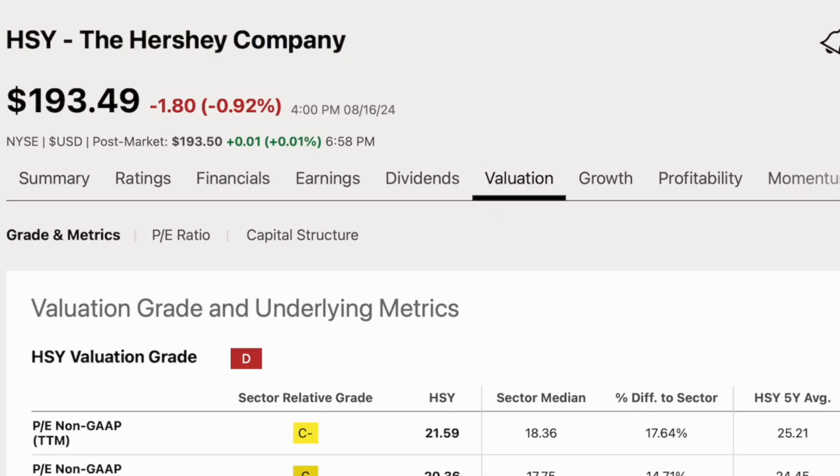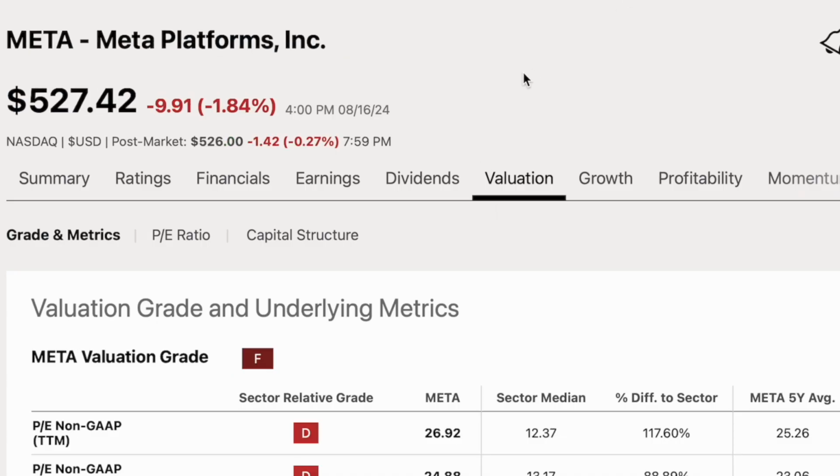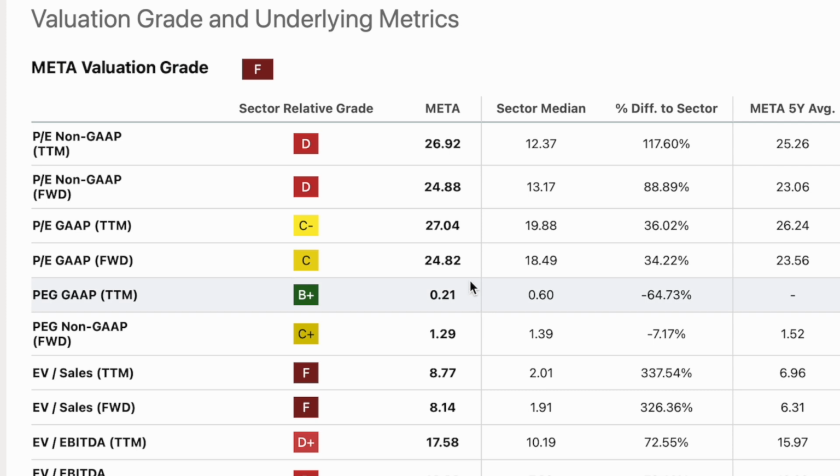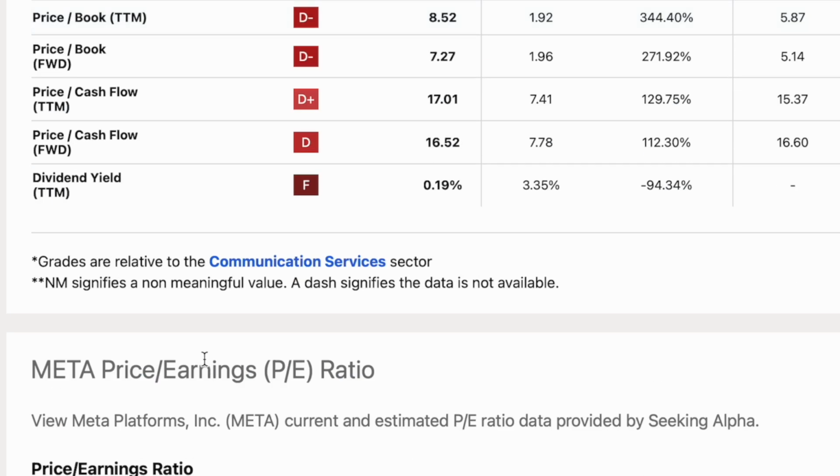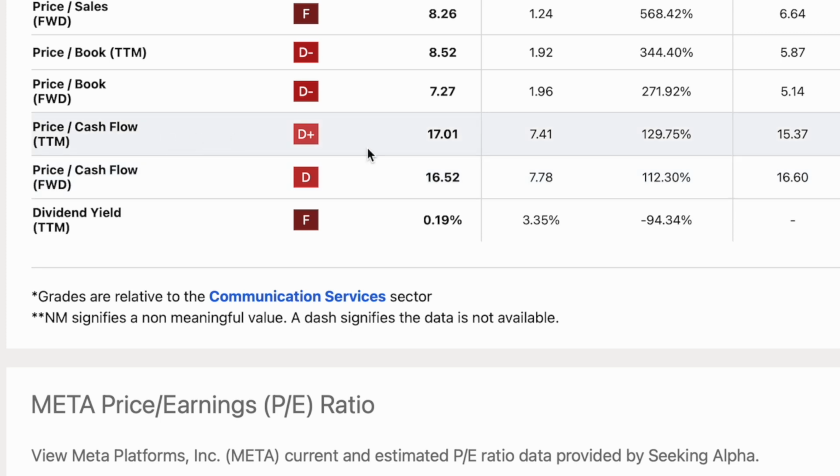But it's not quite as simple as that, which we're going to get into. But let's go ahead and look at the next stock. So META Platforms, if we go to their valuation tab, we see that from a price to earnings perspective, they're trading at a little over 27, with their 5-year average being 26.24. And if we go down to their price to cash flow, we see that they're trading at 17.01 with a 5-year average of 15.37.